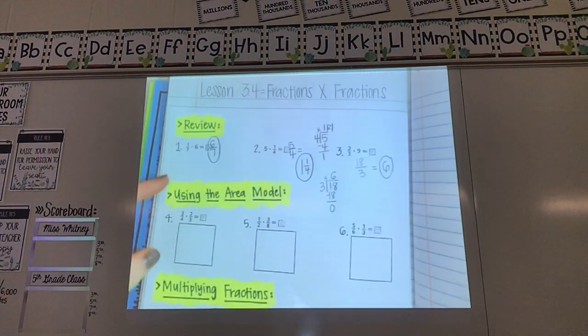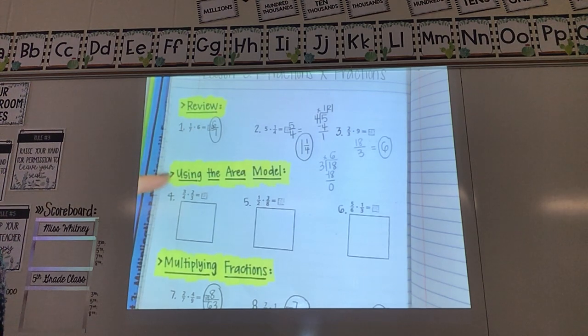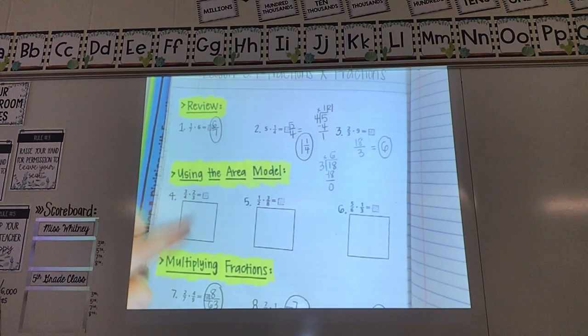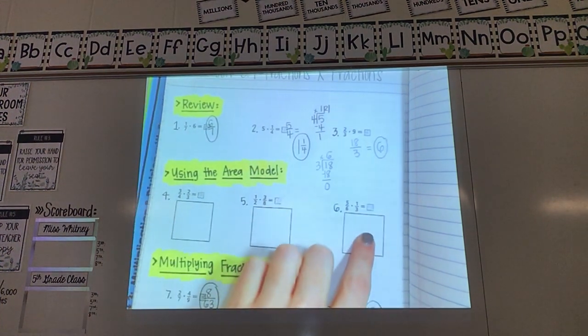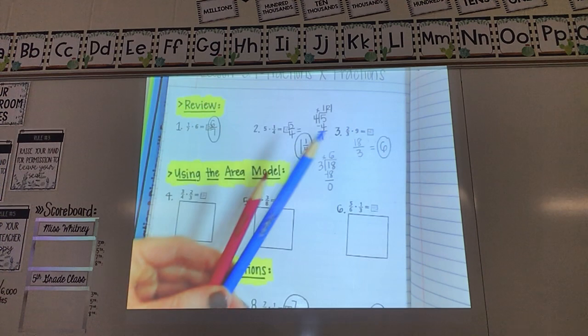All right, let's look at this middle section. We know now how to multiply fractions, but we also have to be able to show it using an area model. So we're going to show a picture in each one of these squares to show how we got that answer when we multiply. Okay, I have 2 colored pencils with me.